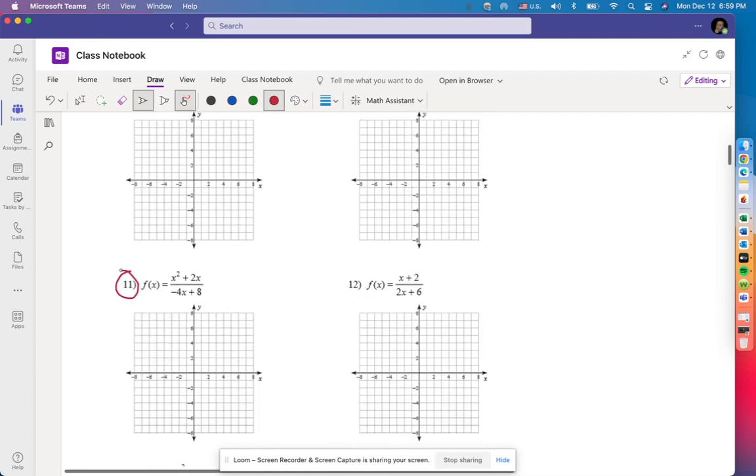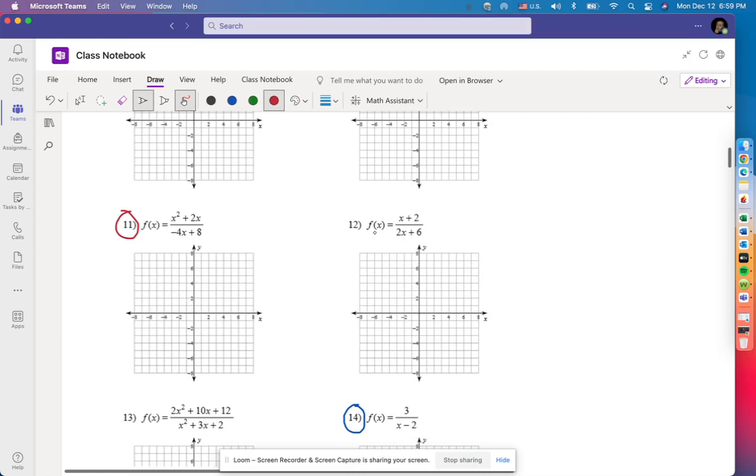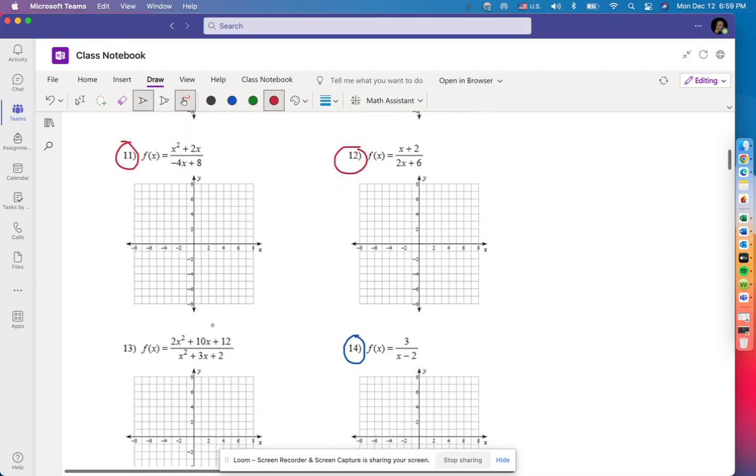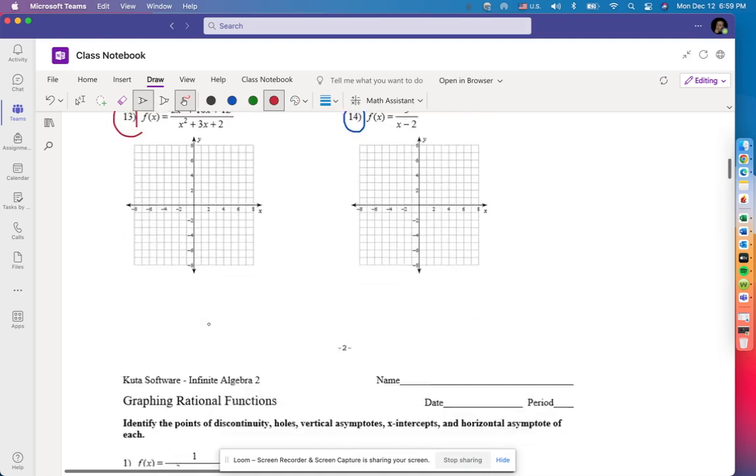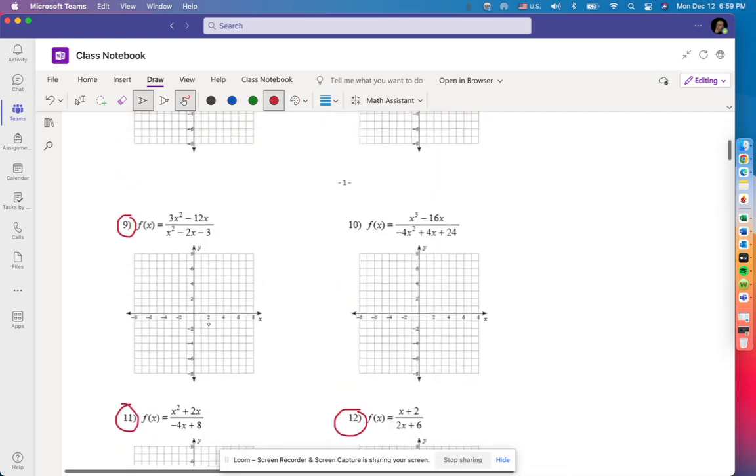This one over here has a horizontal asymptote of a half, 1 over 2. And this one has a horizontal asymptote of 2. All right, and I think that's it. What's the next type of function?